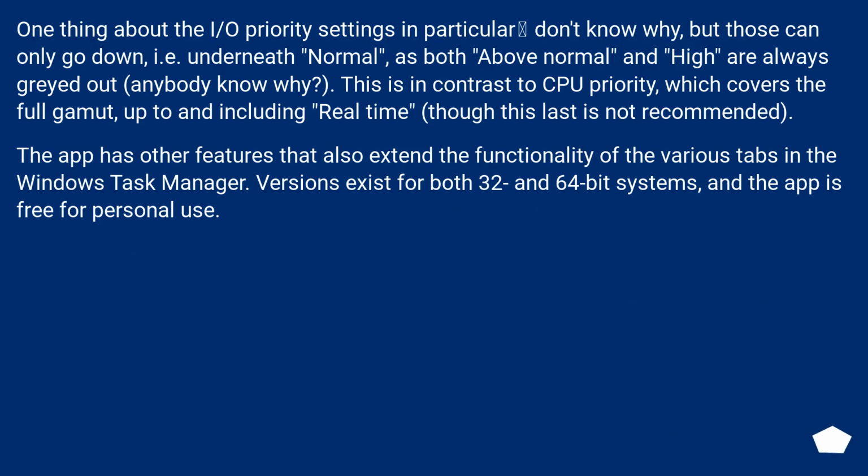One thing about the I/O priority settings in particular, don't know why, but those can only go down, i.e. underneath normal, as both above normal and high are always grayed out. Anybody know why? This is in contrast to CPU priority, which covers the full gamut, up to and including real time, though this last is not recommended. The app has other features that also extend the functionality of the various tabs in the Windows Task Manager. Versions exist for both 32 and 64-bit systems, and the app is free for personal use.